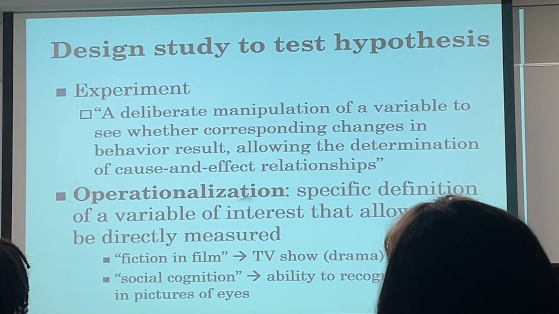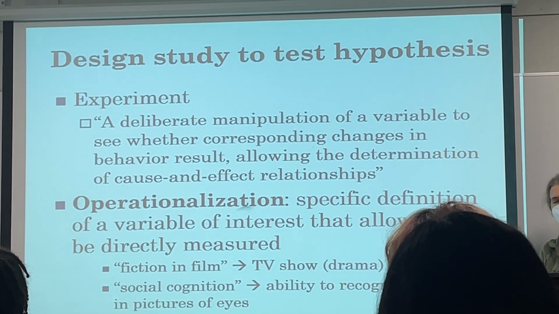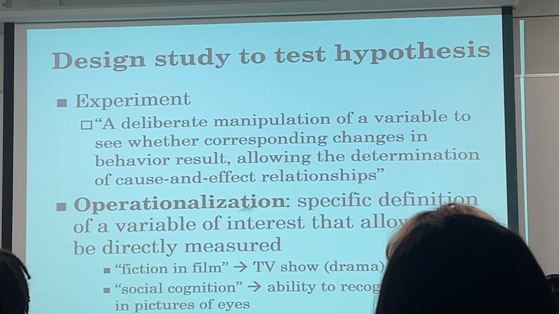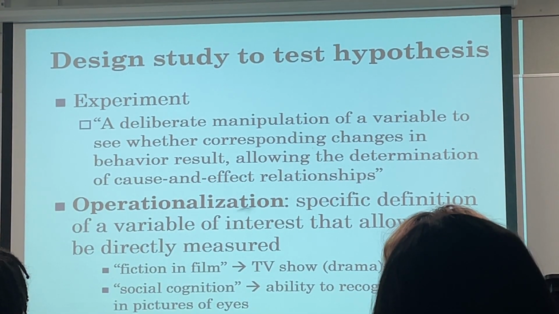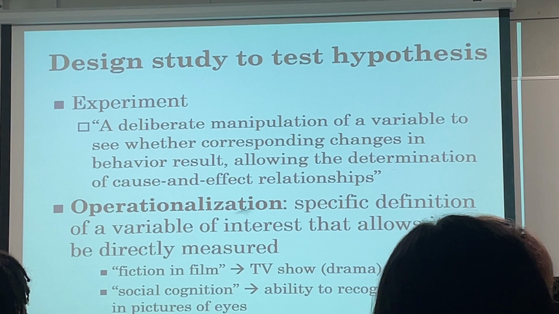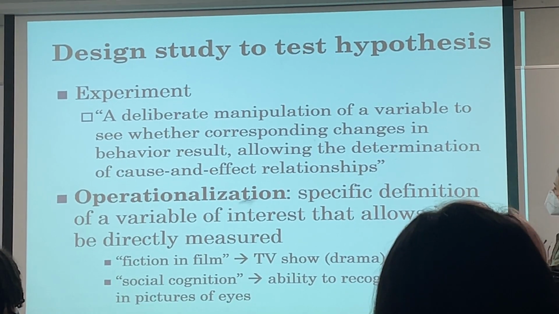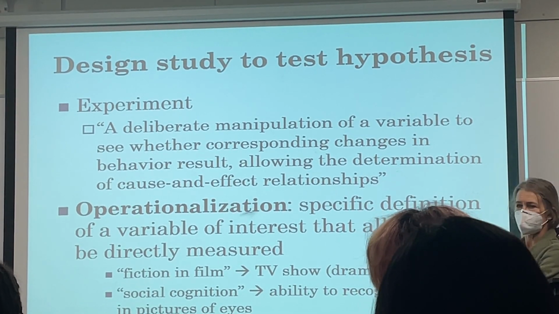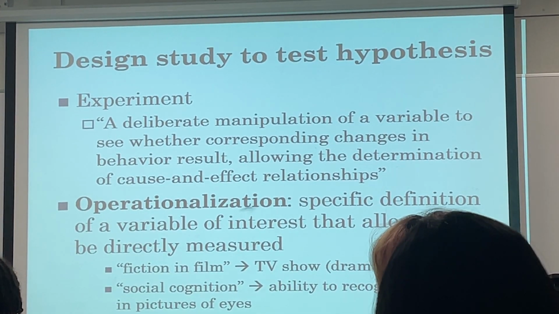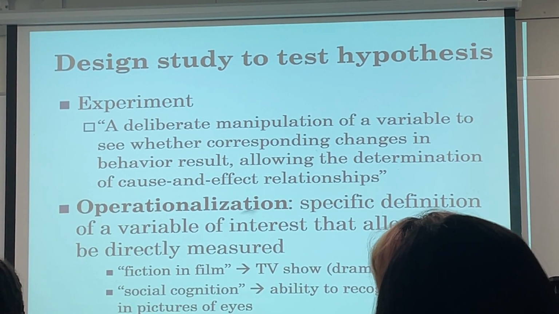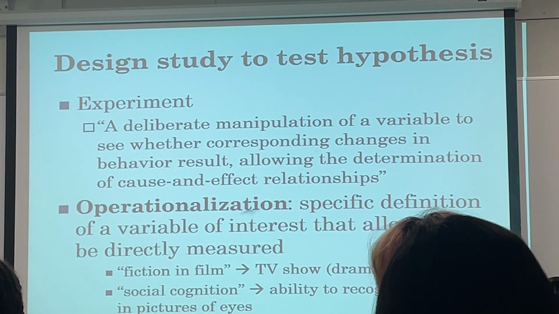Okay, so we have our hypotheses and we have our predictions. We have to design a study. We design an experiment. We're going to solve the question of causality. An experiment, and this is your textbook definition, you'll find it in your textbook, is a deliberate manipulation of a variable to see whether corresponding changes in behavior result.